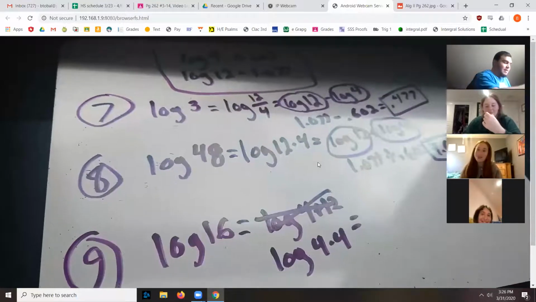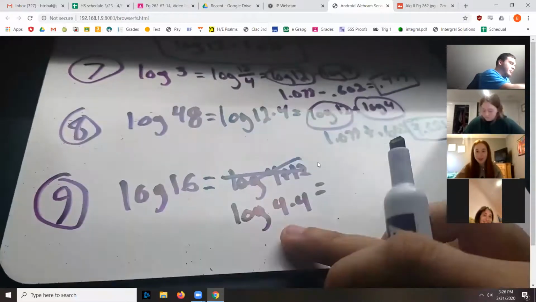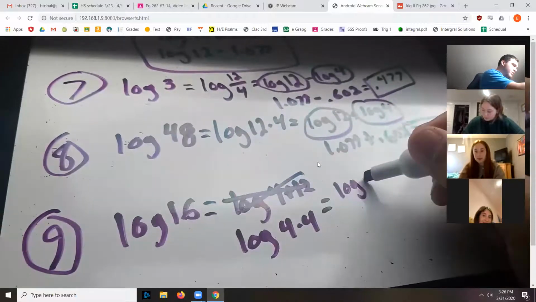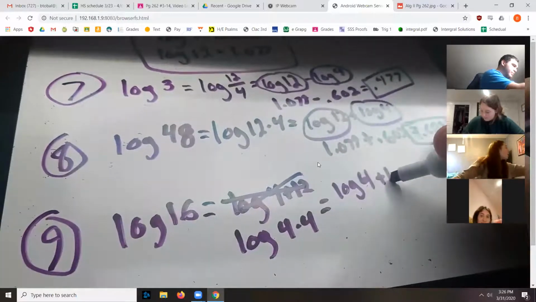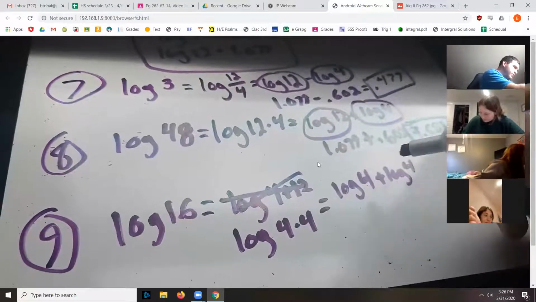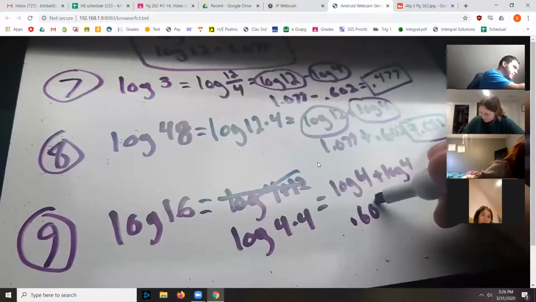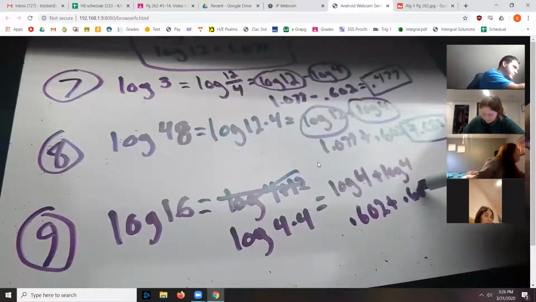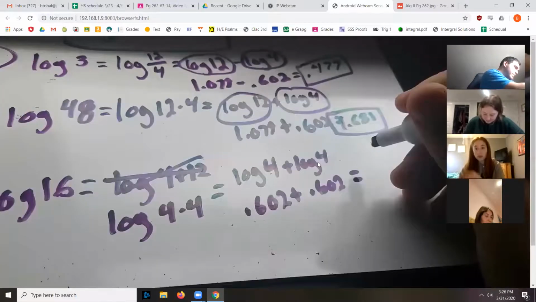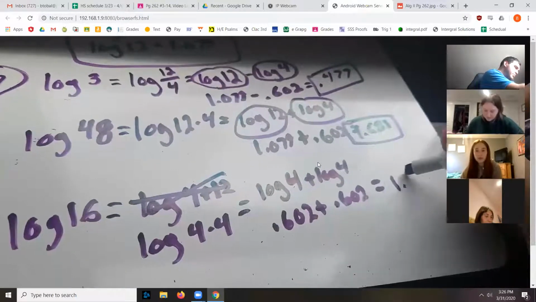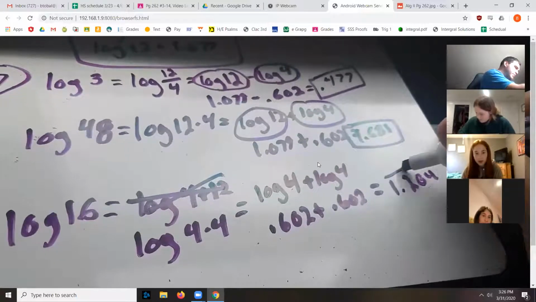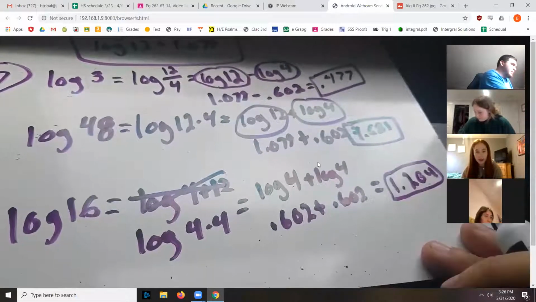All right. So we could rewrite 16 as log 4 times 4. We're allowed to split multiplication as a plus of logs: log 4 plus log 4. So we know what log 4 is. That's 0.602 plus 0.602. When you add that together, I got it. Go ahead. 1.204. Good, 1.204.